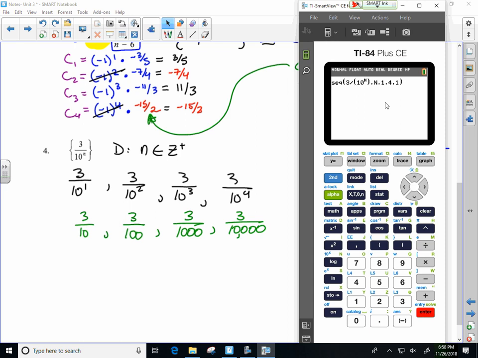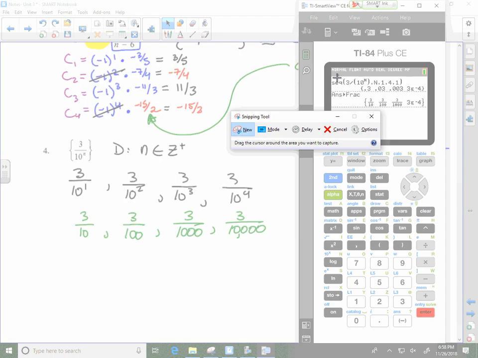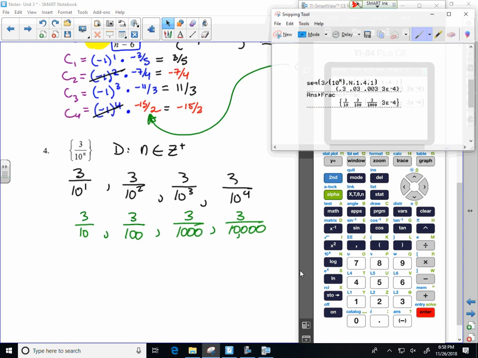This is what comes up on your home screen. Function, variable, start, stop, step. Enter. You don't like that form, right? Okay, math, enter, enter. See, even after the fourth term, the calculator gives up and says, forget it, I'm not writing those fractions anymore. I don't like it.